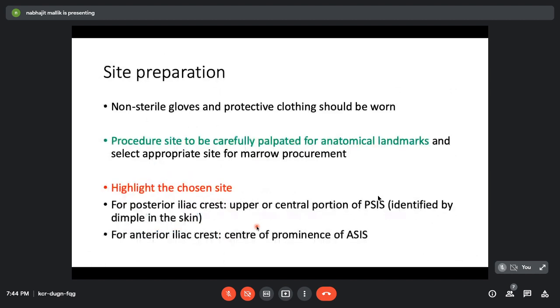Now, how to prepare the site? For site preparation, you use non-sterile gloves and protective clothing should be worn. The procedure site should be carefully palpated for any anatomical landmarks, and those should be marked, and we should highlight the chosen site. For example, for posterior iliac crest, the upper or central part of the PSIS, that is the posterior superior iliac spine, which is easily identified by the dimple in the skin that is there in the back. And for anterior iliac crest, either the center of the prominence of the ASIS or slightly lateral from the center will also do.